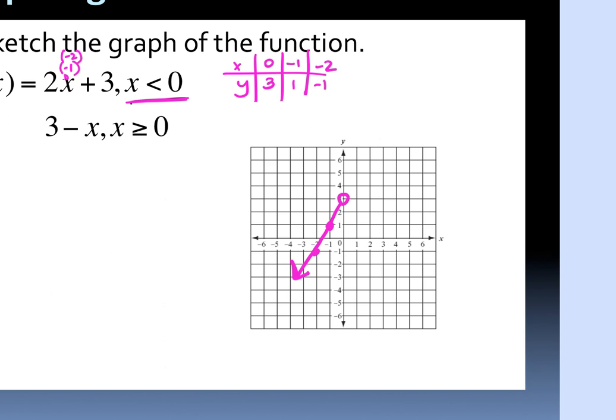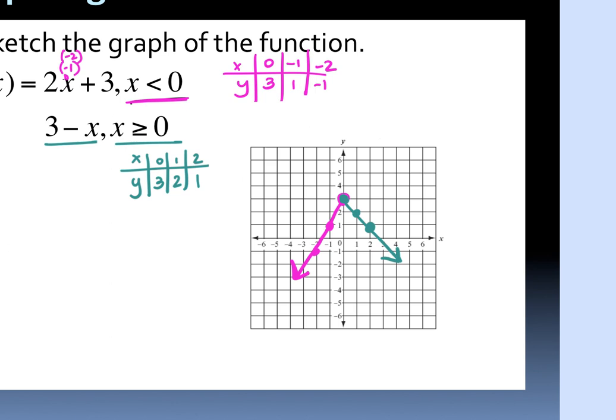Then I would repeat that for x is greater than 0. So I'm going to start at 0, but I want to go greater than 0, like 1 and 2. And I'm going to plug my points in here. 3 minus 0 is 3. 3 minus 1 is 2. 3 minus 2 is 1. 0, 3 now gets a solid dot. 1, 2, 2, 1, and you draw your graph in that direction.